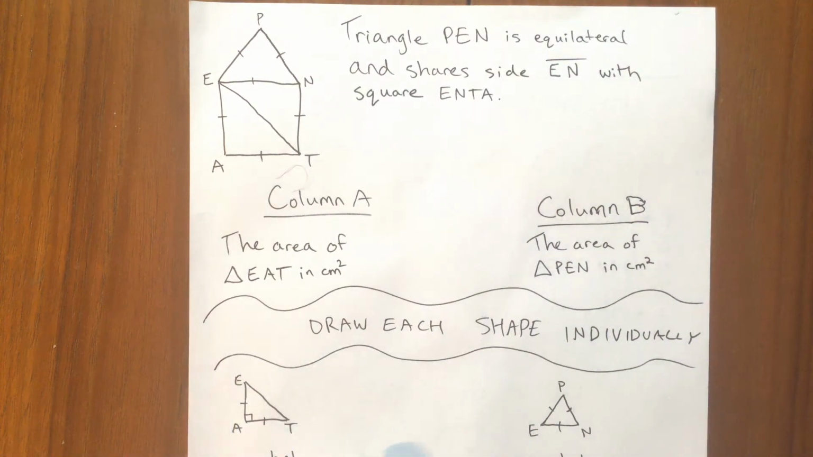Notice EAT is a right triangle with this right angle that happens to be isosceles because EA and AT have the same length. They're congruent. Triangle PEN is equilateral, meaning all the sides have the same length and they're all congruent to each other. So now I want to notice that AT is the same as EN. These are congruent sides with the same length, so they have the same length base, each of these triangles.